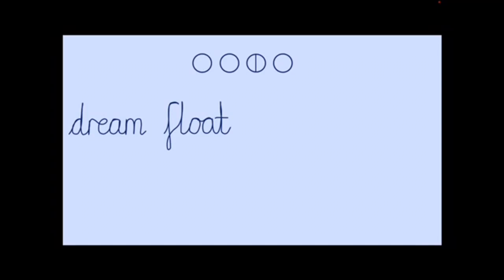Grown. GR. OA. N is N. And speak. Sp. SP. E is EA. And the K at the end is a K. Speak.